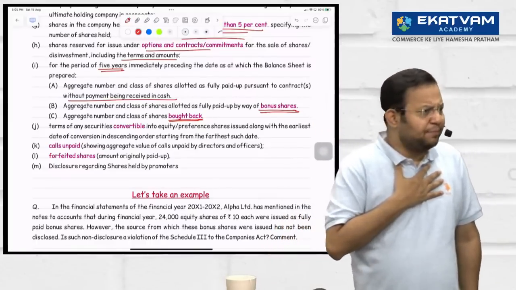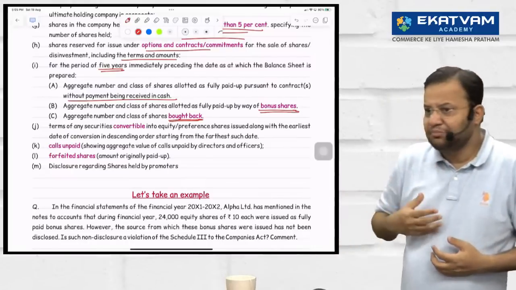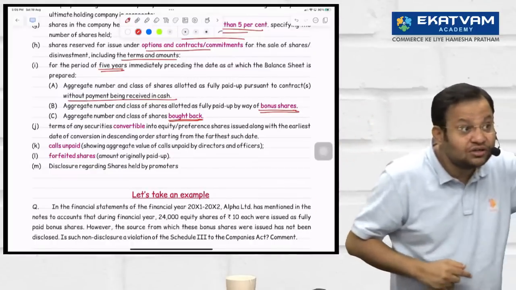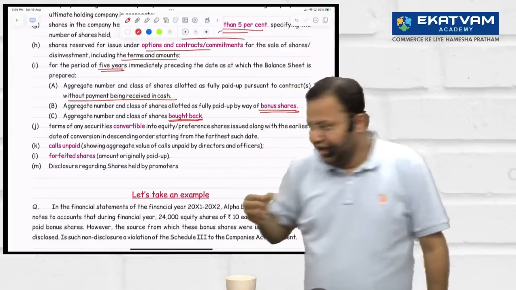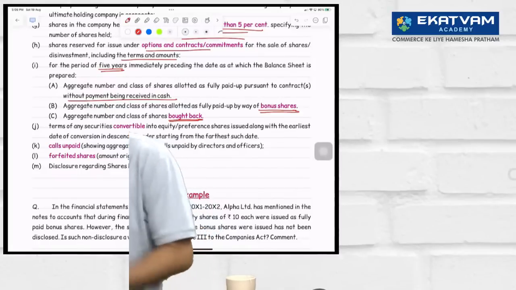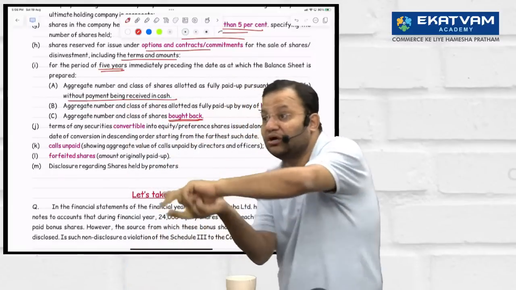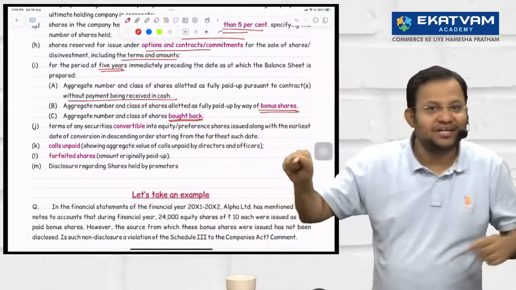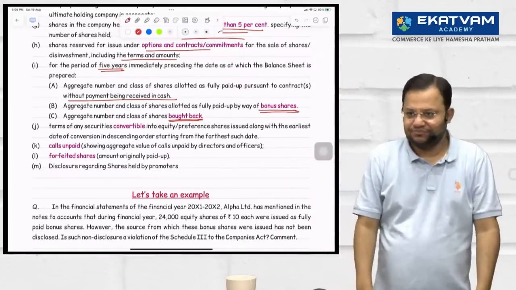I am a company. I am in need of money. I raise money by issuing convertible debentures. Debentures, I assume you know. I raised debt. I promised him that after 5 years, instead of repaying the loan, I will convert loan or debentures into equity shares. Such equity shares are known as potential equity shares.